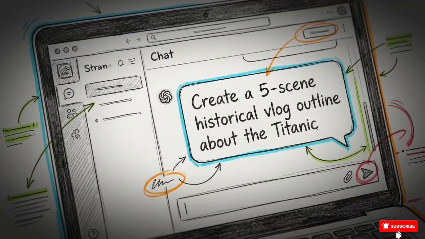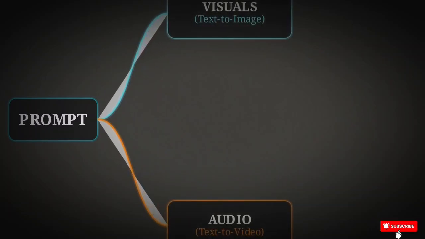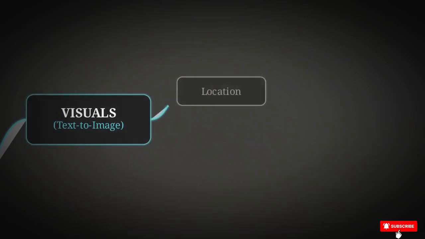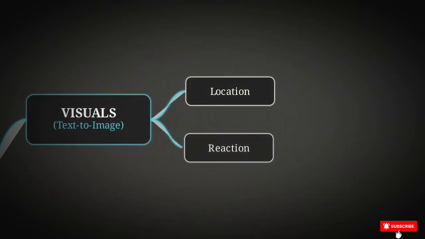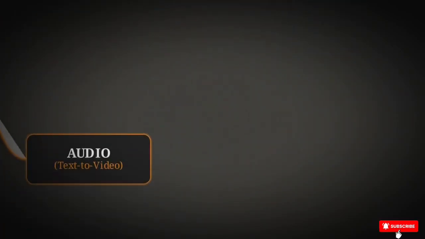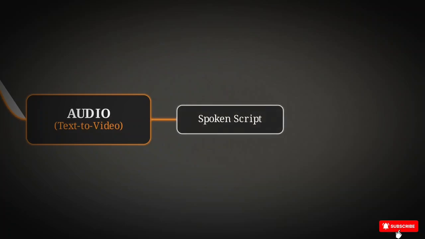Step 1 is defining the era. Open ChatGPT and prompt it to write a short 5-scene vlog outline about a specific historical event. This diagram shows exactly how to format that prompt. You need ChatGPT to output 2 distinct pathways for each scene, one set of instructions for the visuals and one for the audio. For the visual pathway, the text-to-image prompts, keep the descriptions simple. Focus entirely on where the character is standing and how they are reacting to their environment. For the audio pathway, the text-to-video prompts, you need a short spoken script that matches that exact visual reaction.